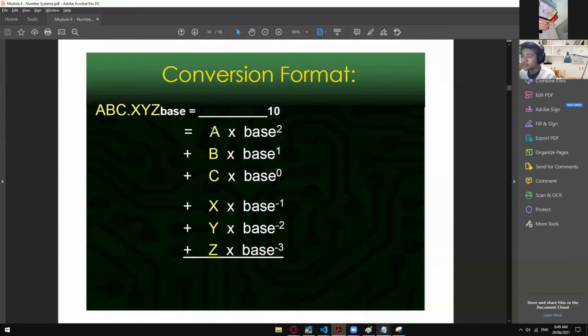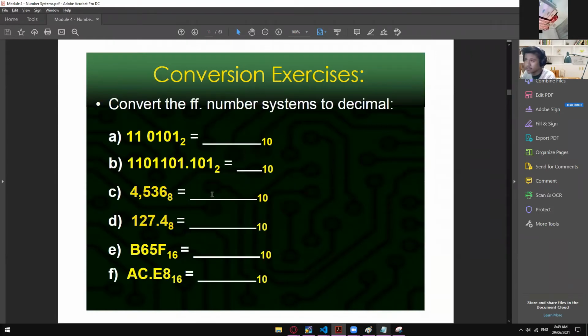All right, so going back to our discussion. Just like I mentioned a while ago, if it's a whole number, it starts from 0 and increases by 1: 0, 1, and 2. If it's a fraction, it starts from -1 and decreases by 1: -1, -2, and so on. For you to understand this a bit more, let's have an actual example. We have these conversion exercises with 6 numbers.